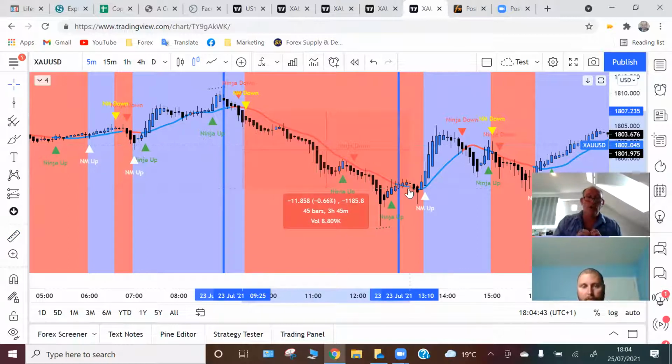1,185 pips, which took 3 hours and 45 minutes. I mean, on a regular pair, that's like months' worth of trading to get that amount of pips. Now, can you see why sniping with a matrix cash machine is going to become really, really useful to you?